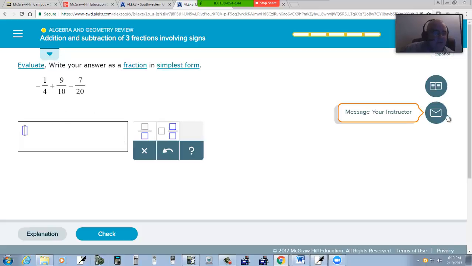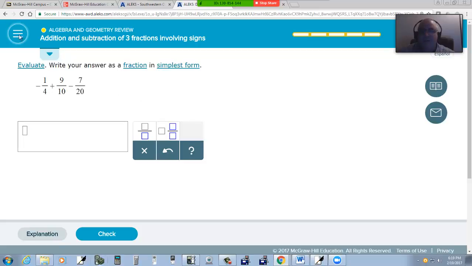Now, let's say I can't figure this out. This little envelope over here says message your instructor. If you want me to help you out with the problem, just click this. And I'll create a little YouTube video showing how to work the problem, so you can get over that hurdle. It will kind of guide you through a lot of these.